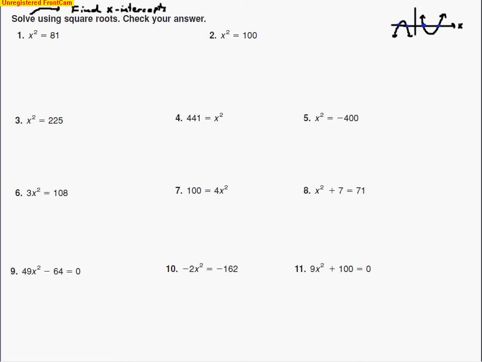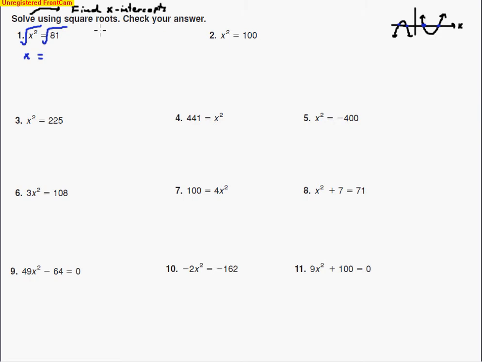So let's see how it's done. Well, we can use square roots whenever we have an x squared term or a variable by itself. So to solve for it, all we have to do is take the square root. So over on this side, I'm going to take the square root of x squared, which is just x. Now I'm going to take the square root of 81. Now there are two numbers that you can get when you take the square root of 81.